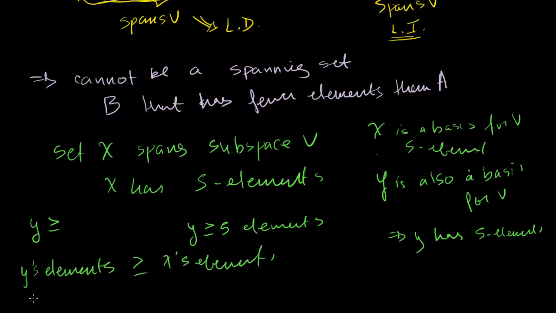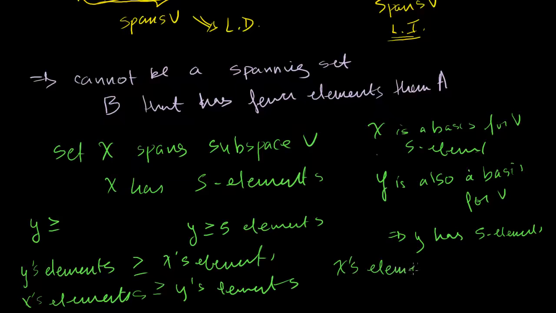And then since X is a spanning set, X's elements have to be greater than or equal to Y's elements, because Y is a basis. I know you can't read that, but if this guy's elements are less than or equal to this guy's elements, but it's also greater than or equal to, we know that the number of elements that X has, the cardinality, is equal to Y's elements.